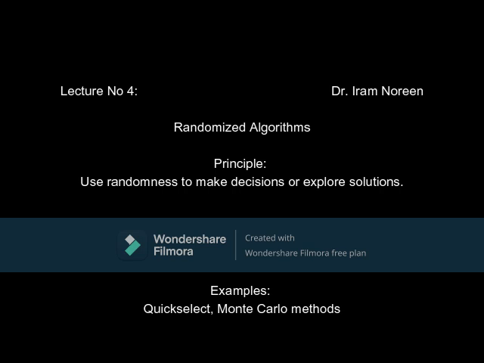Randomized algorithms. Principle: use randomness to make decisions or explore solutions. Examples: quickselect, Monte Carlo methods.